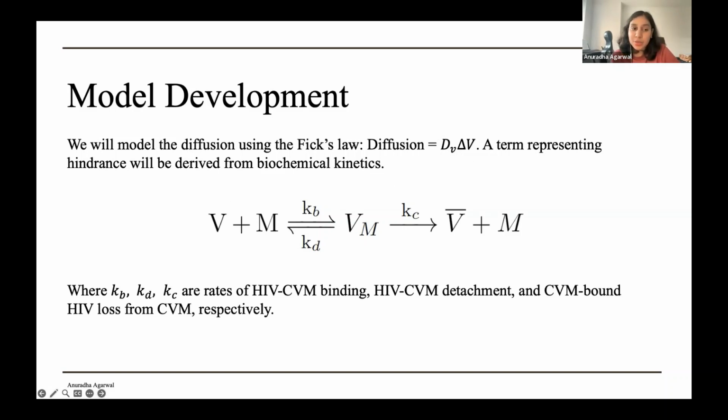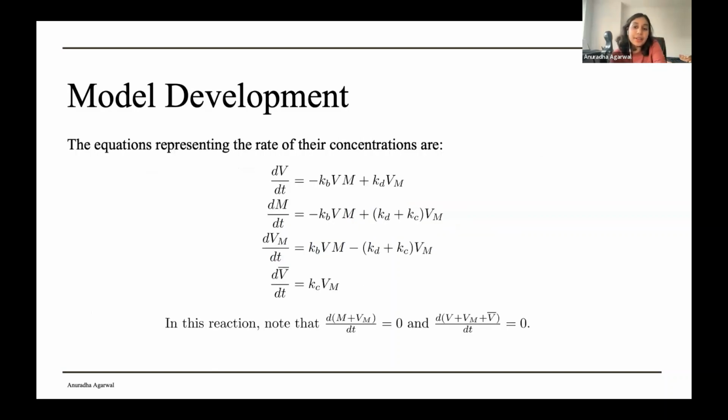And a term representing hindrance will be derived from the biochemical kinetics that you can see on the screen here. V is the number of virus particles, and M is the mucus. So here we have an attachment rate Kb and a detachment rate Kd. So with some attachment rate Kb, we get VM, which is the mucus with the virus. And then we have another rate here, Kc, which is the CVM-bound HIV loss from CVM. And we get V bar and mucus. So V bar is basically the virus that got stuck, but then got unstuck as time progressed, and then M is mucus here again. Okay. So essentially now we convert this biochemical kinetics into a set of differential equations.